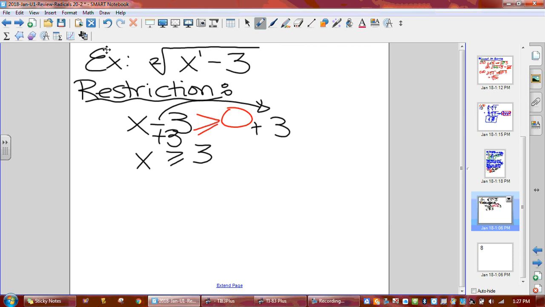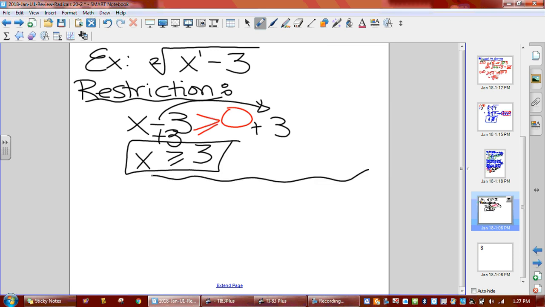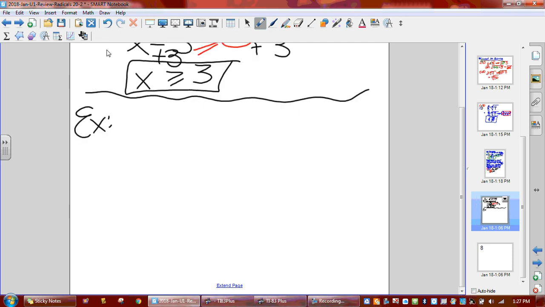We're done. But sometimes there's numbers in front of x. What if it's a negative? Let's take a look at a negative example. So if we've got root negative 2x. Let's just put negative 2x. Let's do that.